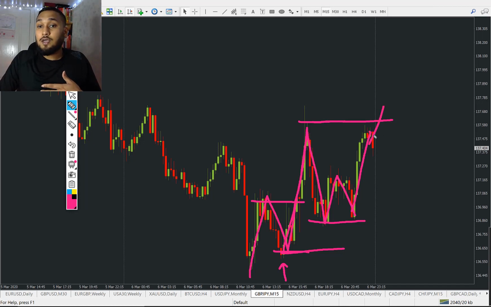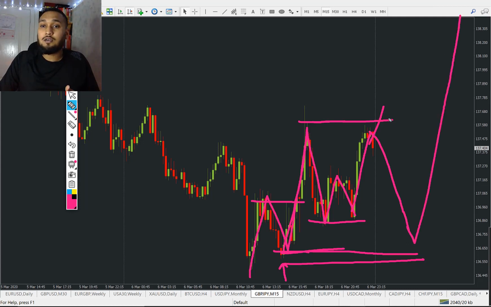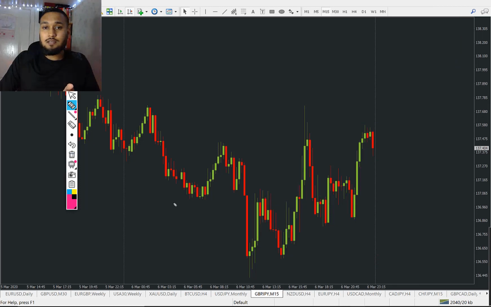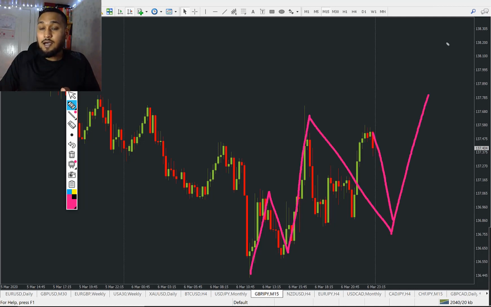Okay, so any pullback tomorrow, this is what I'm looking for in pound yen. As long as we remain above here, I want to look to buy for higher highs, because in this case it would look like something like this. If that played out, higher highs, higher lows, higher highs, and if we did turn around tomorrow, higher lows, higher highs. Okay, hope this is making sense.